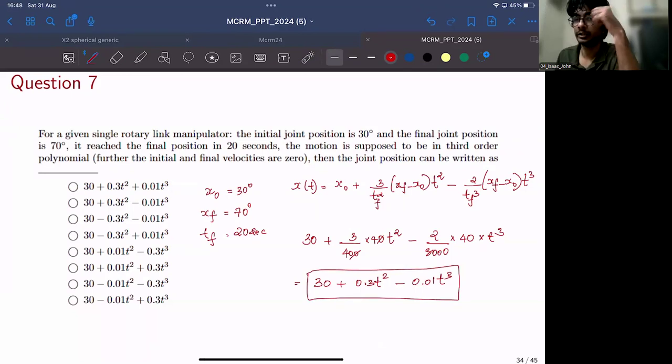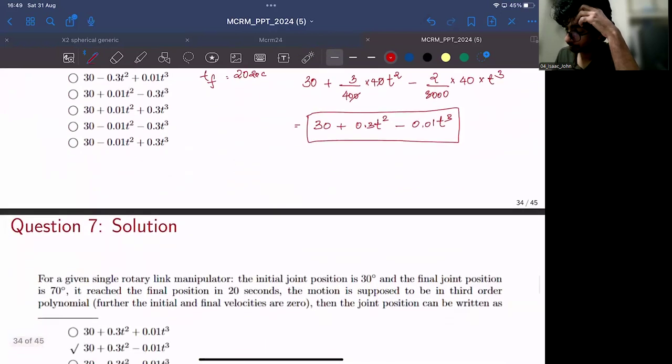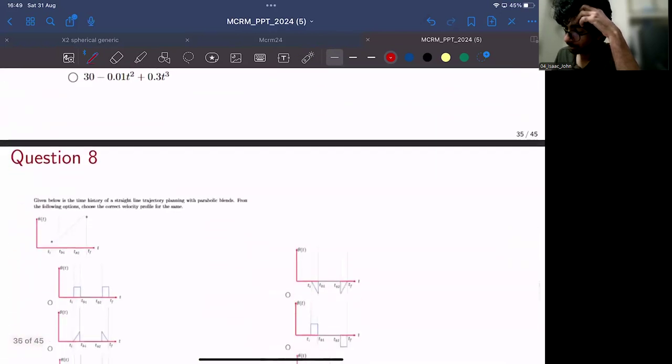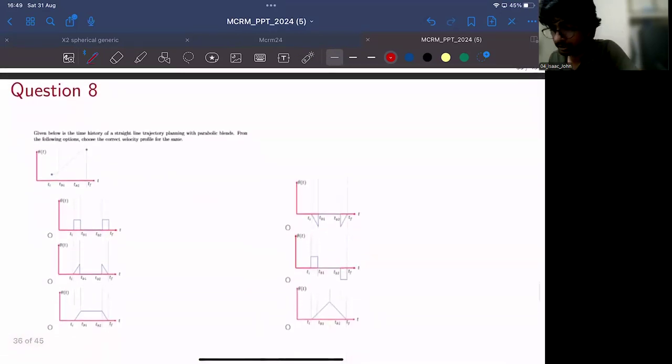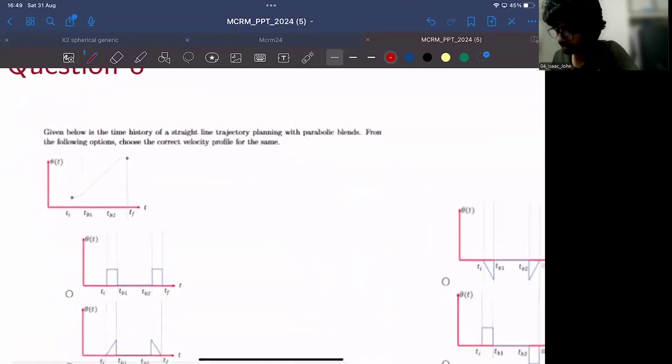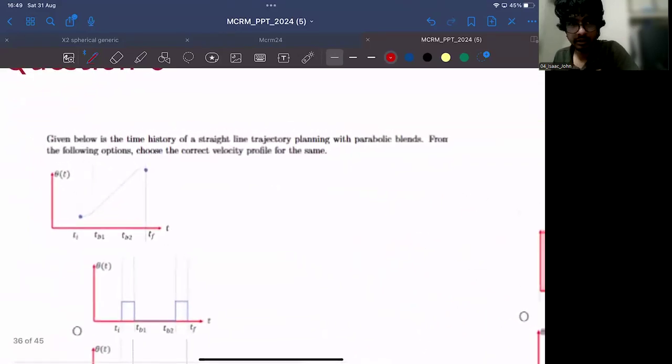That will be your final equation. Make use of answer options. So in that regard, I think the correct answer is option B. So question 8, I hope it is clear enough.